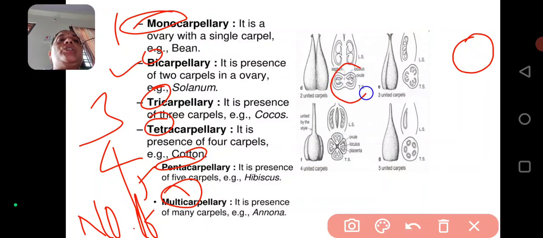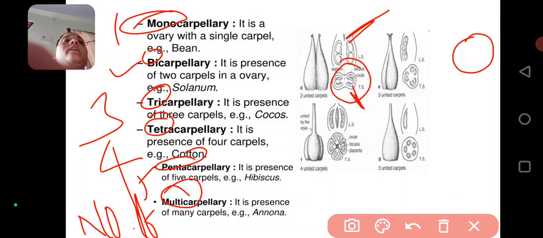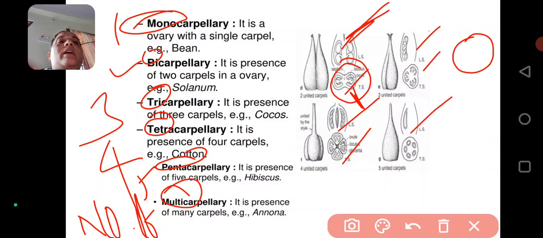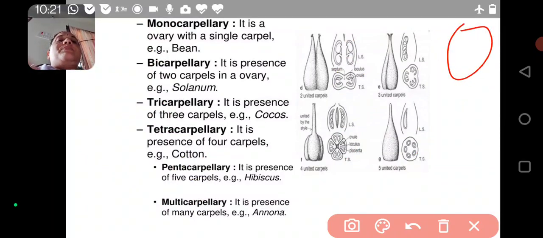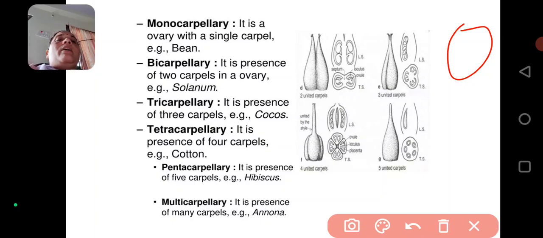This is a transverse section. In the longitudinal section it looks like this, but in the transverse section it looks like this. In all the pictures, both the longitudinal and transverse sections are shown. So monocarpellary means the presence of only a single carpel, and bicarpellary means the presence of two carpels. In the ovary, two carpels are present like this.